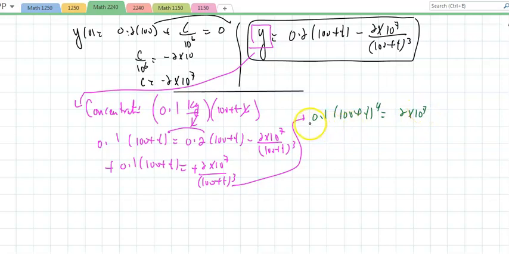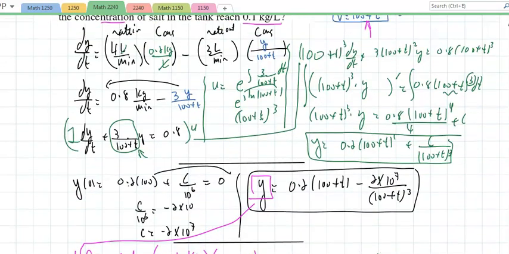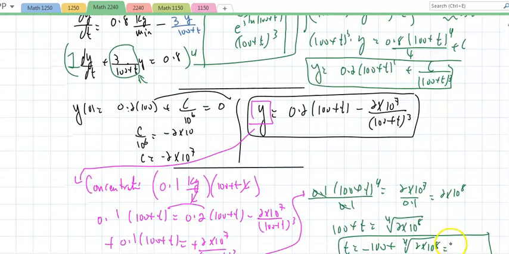And if I divide by 0.1, now I could move that and make that 10 to the 8 if I want. You have a calculator, so it doesn't matter. You could leave it like that. And wouldn't you say 100 plus t equals the fourth root of 2 times 10 to the 8? And t will be negative 100 plus the fourth root of 2 times 10 to the 8, and this was in minutes, hours, what was that? That was in minutes. And let's figure out what that is.